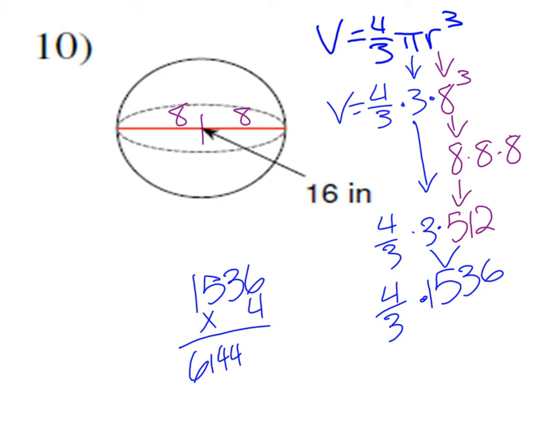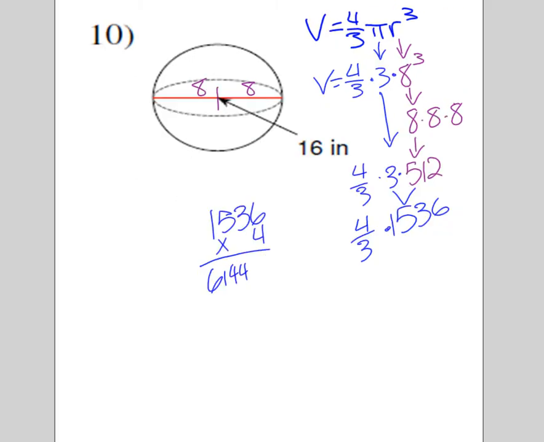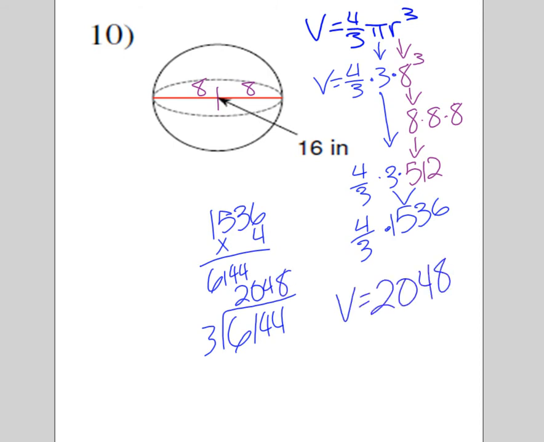6,144. After you times it by 4, you need to take that number and then divide it by 3. Which is 2048. So our volume here is 2,048 inches. Since it's volume, that's still units cubed.